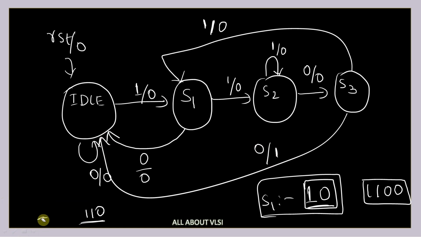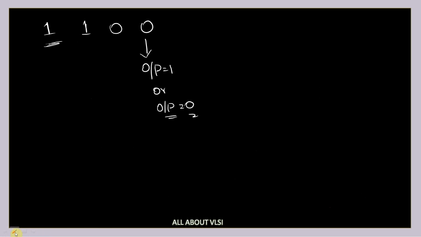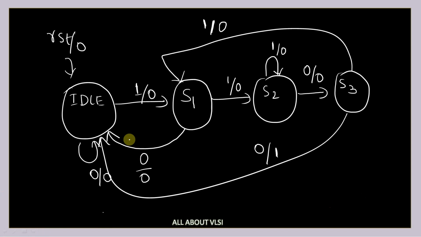Is it clear? Any doubts? If you are having a doubt, like when you are in S3 state and your input is equal to 1, why are we going to S1 state? You can write down the sequence and check it.